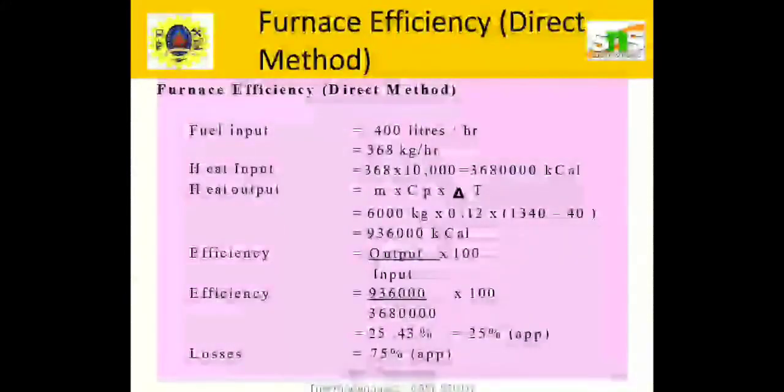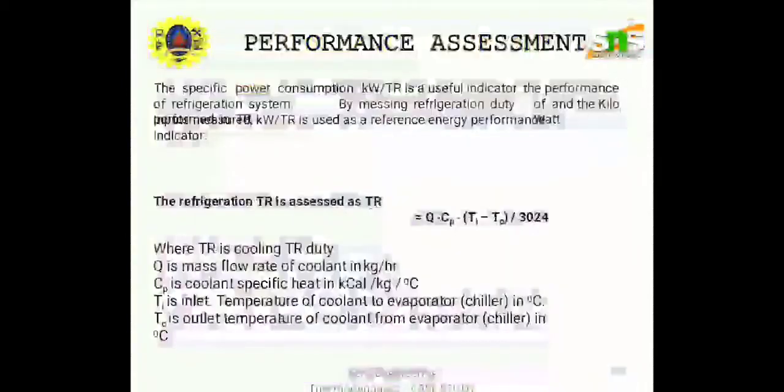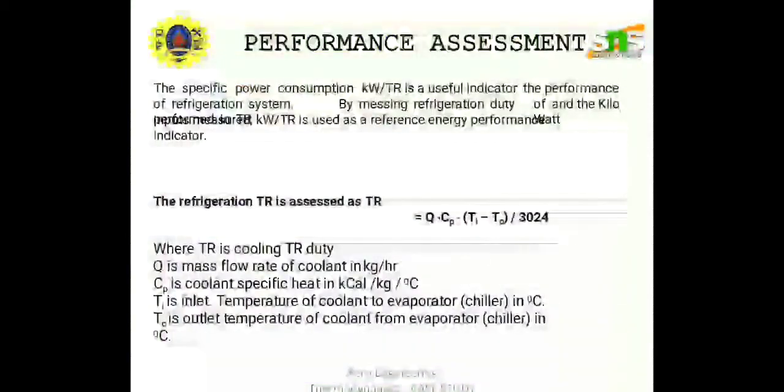Furnace efficiency by the direct method: fuel input is 400 liters per hour. Heat input is 3,680,000 kilocalories. Heat output is 9,36,000 kilocalories. Efficiency will be approximately 25%. Losses will be approximately 75%. This is the performance assessment in this given study.